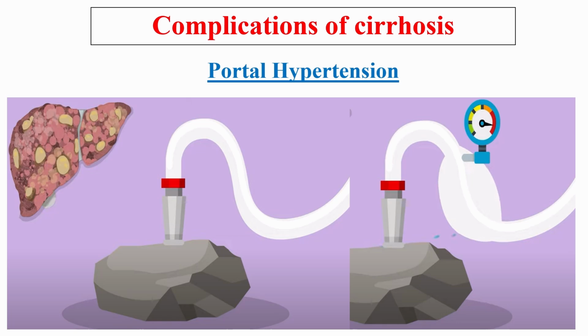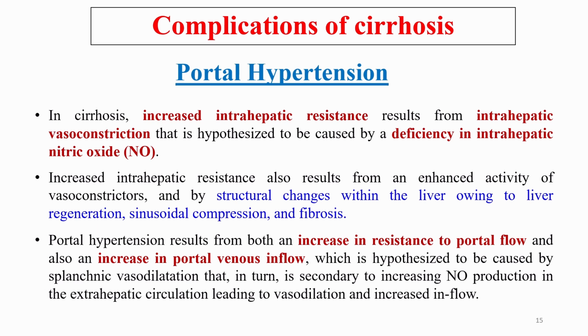Why does portal hypertension happen? Inside the liver, fibrosis and nodules distort architecture and compress sinusoids. Vasoconstriction increases due to reduced nitric oxide. Outside the liver, splanchnic vasodilation causes more blood to flow into the portal system, so both increased resistance and increased inflow lead to dangerously high portal pressure.